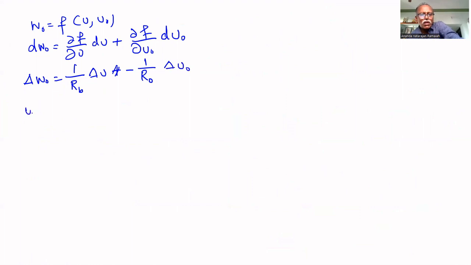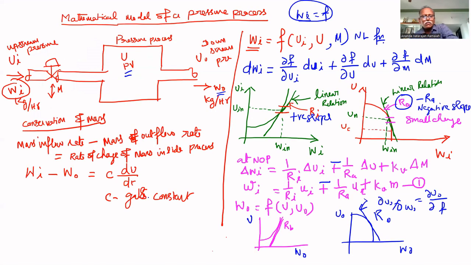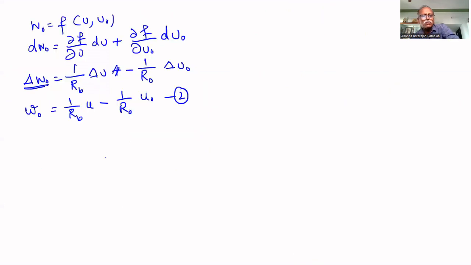But w naught is small. The change in w naught can be written as small w naught equals 1/Rb small u minus 1/R naught small u naught. Let it be 2. From 1 and 2, we can write the first equation again. What is the first equation? This is the mass balance equation: wi minus w naught equal to C du/dt.